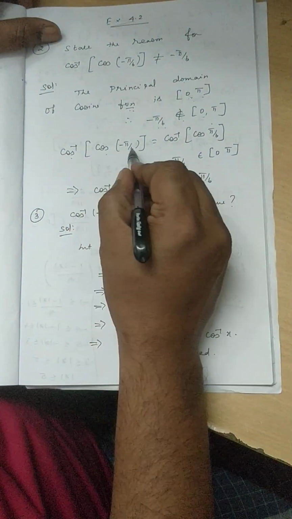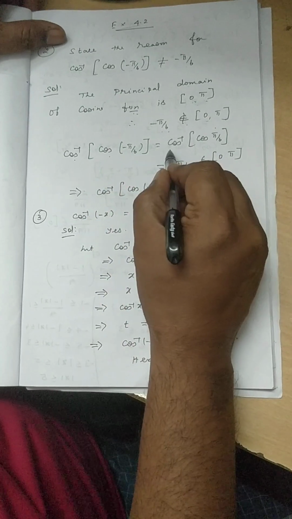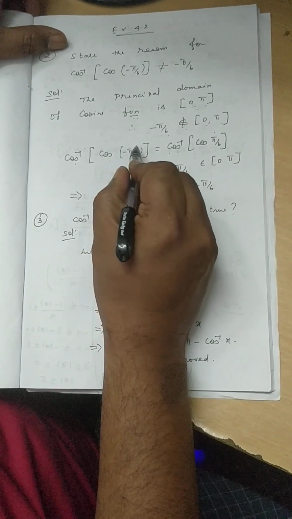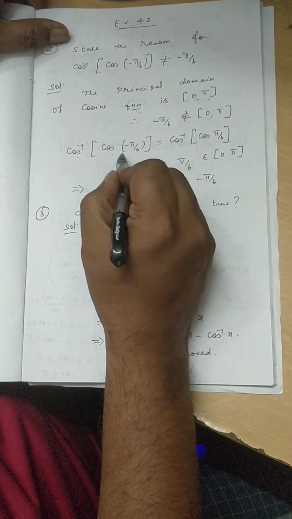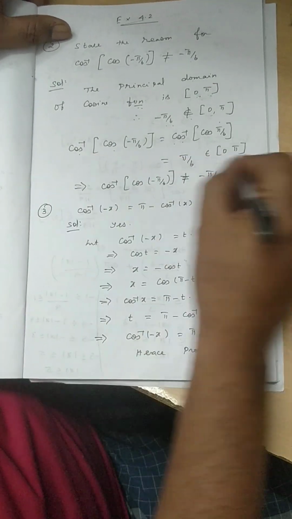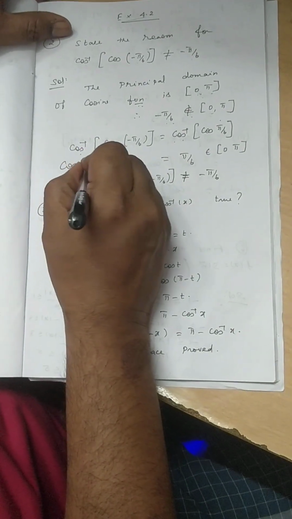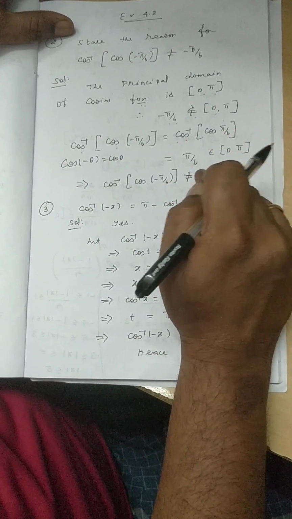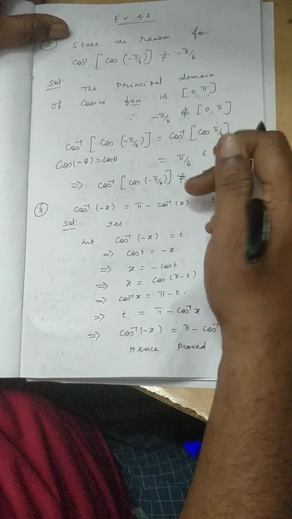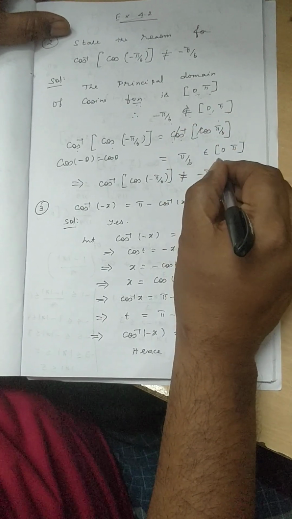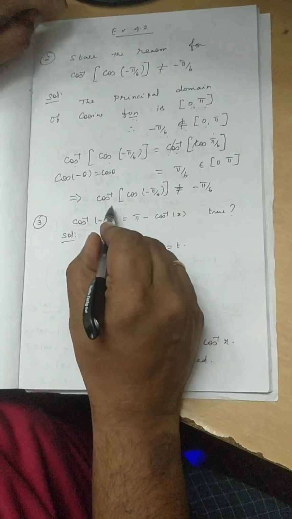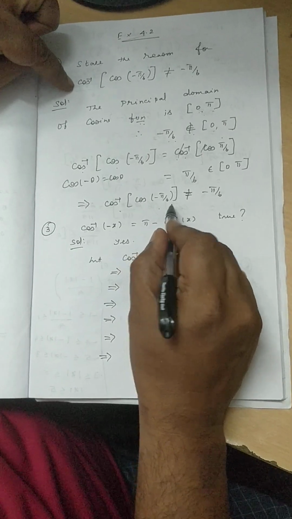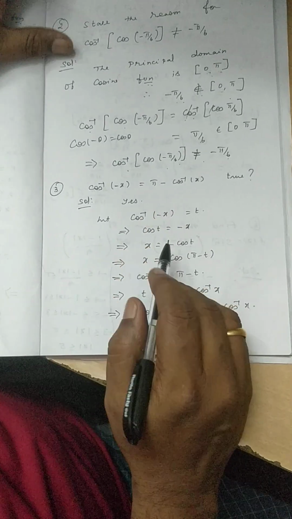Therefore, cos inverse of cos of minus pi by 6 equals cos inverse of cos of pi by 6, because cos is an even function: cos of minus theta is equal to cos theta. Then cos inverse cos is cancelled. Pi by 6 belongs to 0 to pi. Therefore, cos inverse of cos of minus pi by 6 is not equal to minus pi by 6.